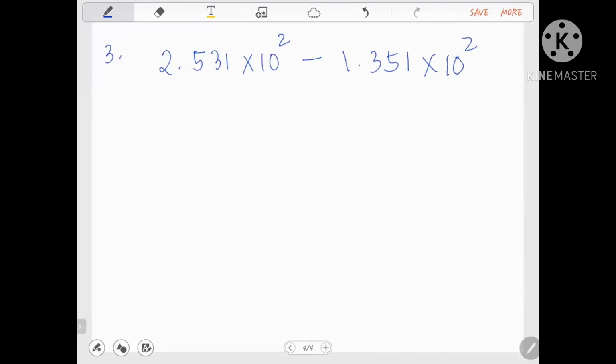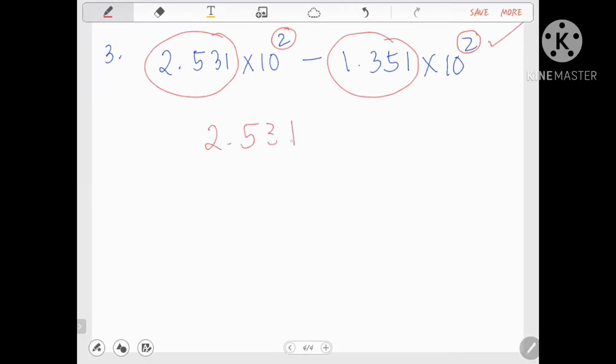Okay, so let's answer now. So what have you noticed? Please check first the exponent. So since the exponent is the same, you have to subtract the decimals. So you have 2.531 minus 1.351. All right. 1 minus 1, 0. 3 minus 5, cannot be, just borrow 1, so that's 13. This will be 4. What you're going to add to 5 to make it 13.